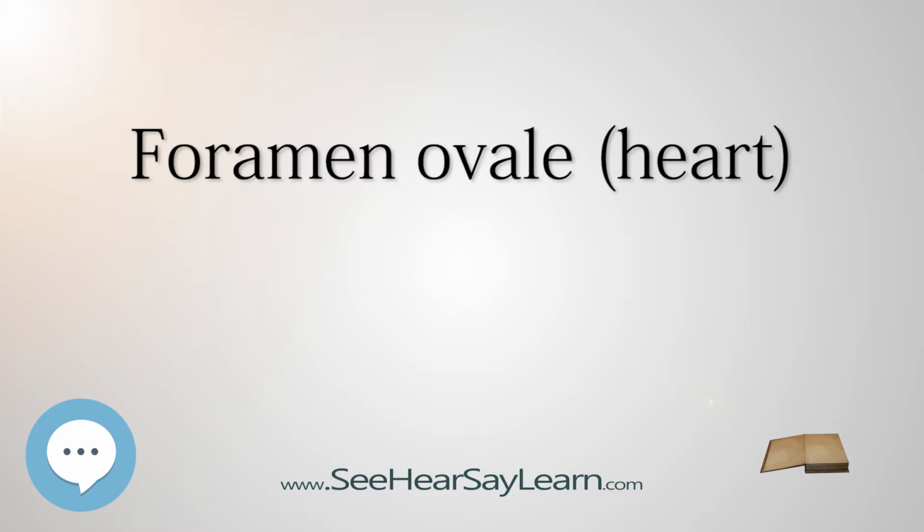The first is the foramen ovale, which shunts blood from the right atrium to the left atrium. The second is the ductus arteriosus, which shunts blood from the pulmonary artery, which, after birth, carries blood from the right side of the heart to the lungs, to the descending aorta.